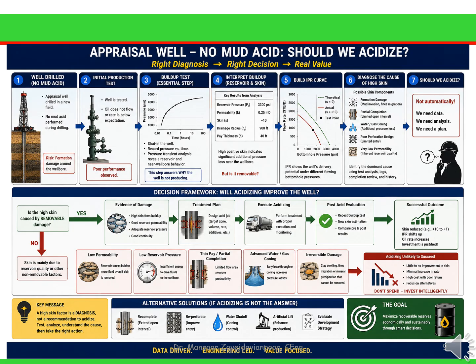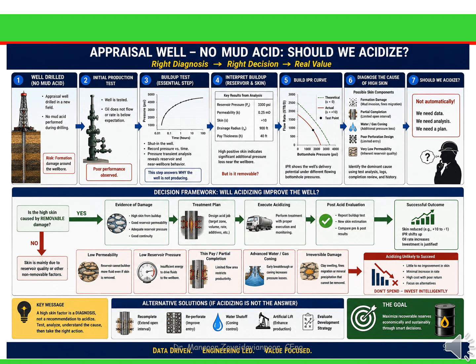Next, we use the test results to construct the Inflow Performance Relationship, IPR. This tells us how much the well should produce under different flowing bottomhole pressures and allows us to compare the actual well with its theoretical performance. Now comes the key engineering question. What is causing the skin? Suppose the buildup analysis gives a skin of +10. Does that automatically justify acidizing? No. Skin is only a number. We must determine whether it is removable.